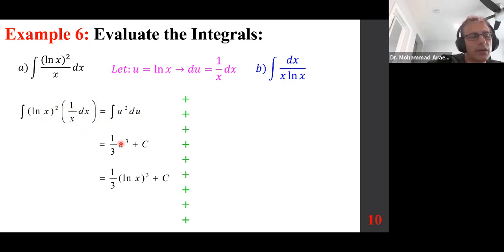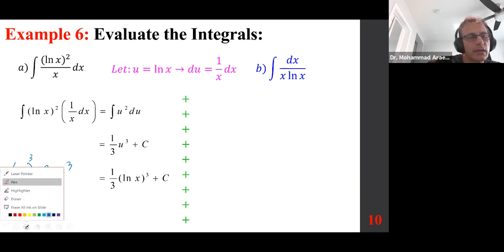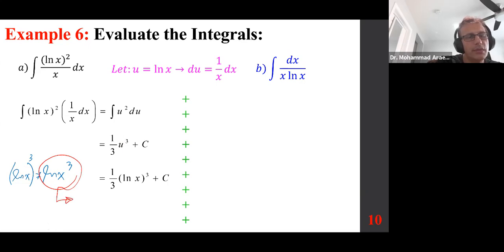We are done here. However, I want to make sure that we understand that ln x being raised to the third power is not the same as ln of x cubed. They are not the same. This can be simplified to 3 ln x, not the other one, because it's only x that is being raised to the power. It's ln of x cubed, whereas the other one is ln x times ln x times ln x.